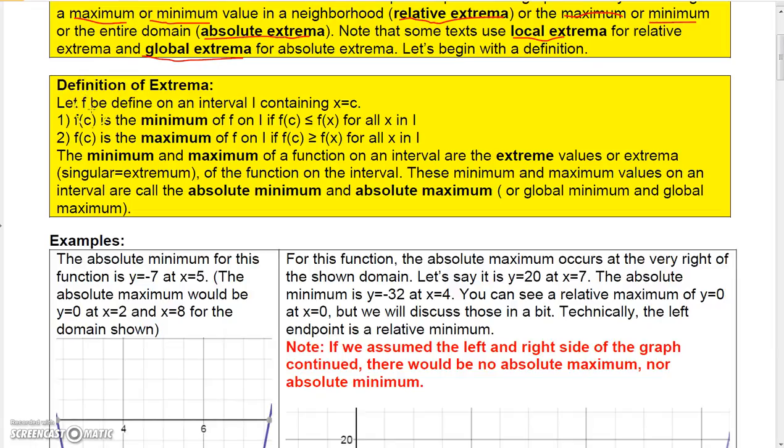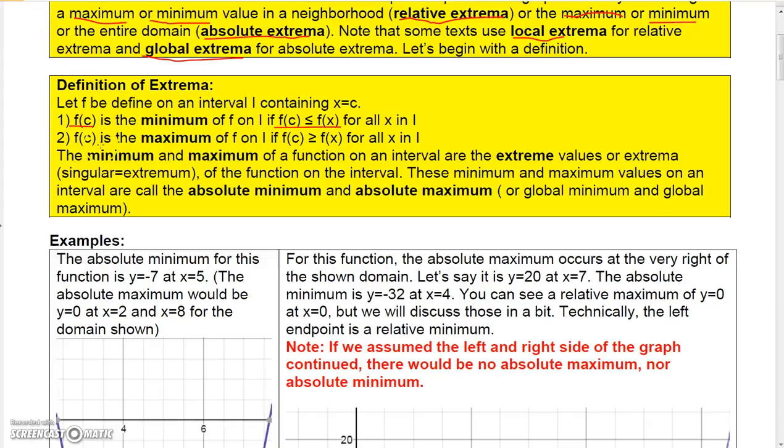So the definition of extrema basically says this: if a function is defined on an interval that contains c, then f of c is the minimum if f of c is less than or equal to all values of f of x for all x on the interval. So if we have a certain interval, f of c is the minimum basically if f of c is the smallest y value on that interval.